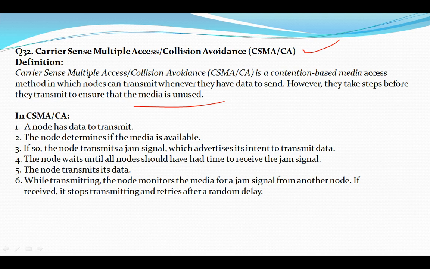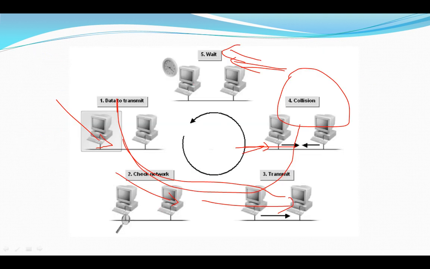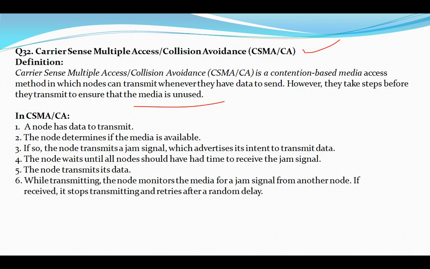So here, for example, a collision happened because the node did not know the data came suddenly. But with collision avoidance, it will do some steps before sending the data. For example, a node has data to transmit. The node determines the media is available. If so, the node transmits a jam signal which advertises its intent to transmit the data.